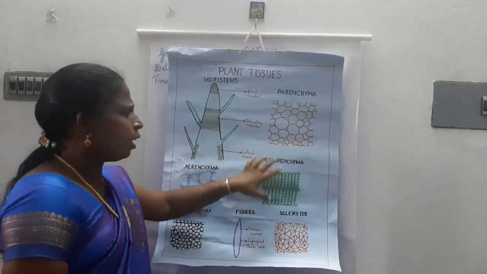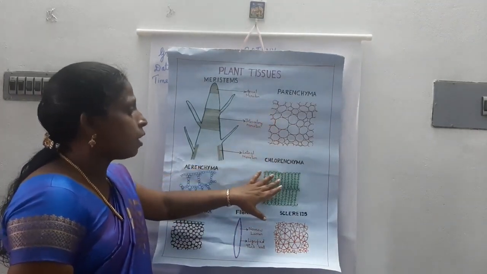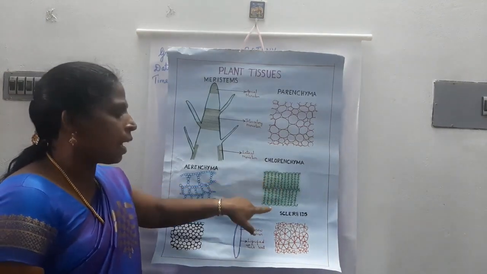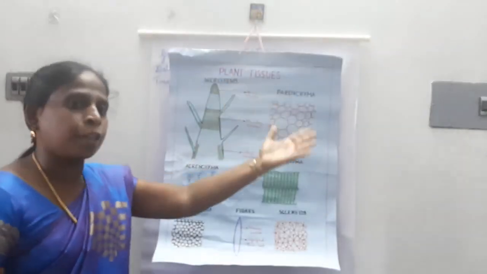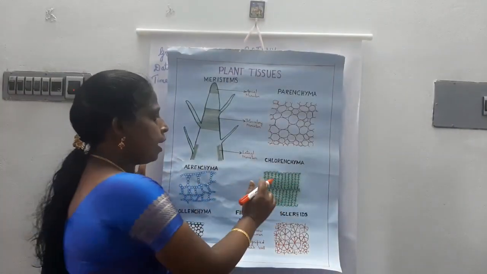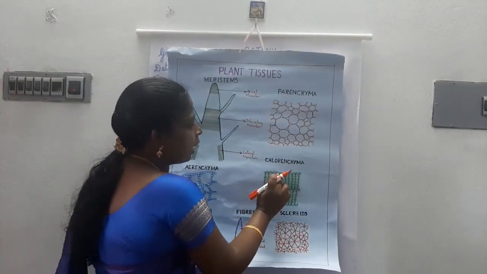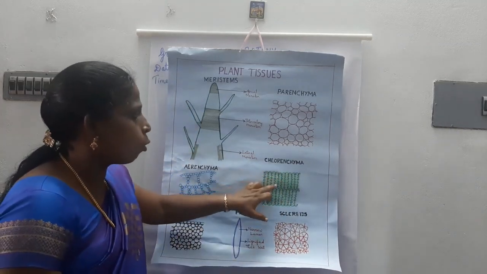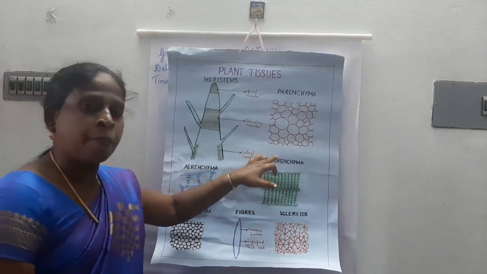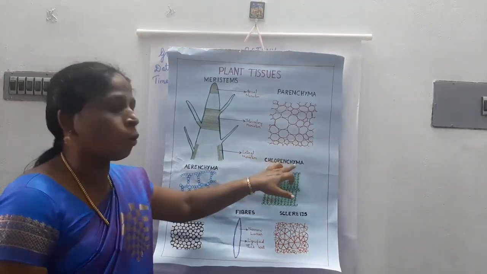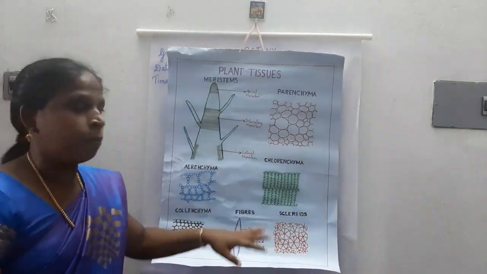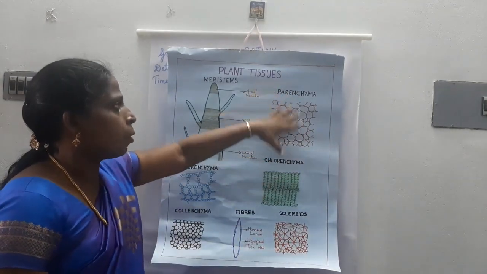And in the leaves, we can see the parenchymatous tissue. When it is exposed to light, it develops the green pigment called chloroplast. That type of parenchyma tissue is called chlorenchyma. So, this is about parenchyma.